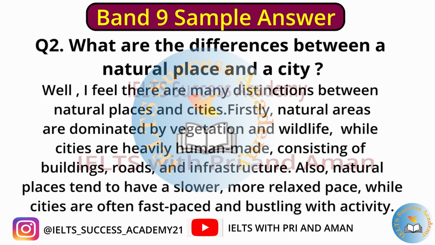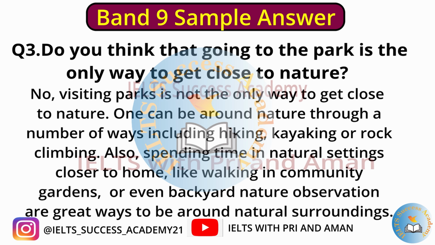Second question is what are the differences between a natural place and a city? Well, I feel there are many distinctions between natural places and cities. Firstly, natural areas are dominated by vegetation, wildlife. Vegetation, there are all sorts of plants. While cities are heavily human made, consisting of buildings, roads, and infrastructure. Also, natural places tend to have a slower, more relaxed pace, while cities are often fast paced and bustling with activity.